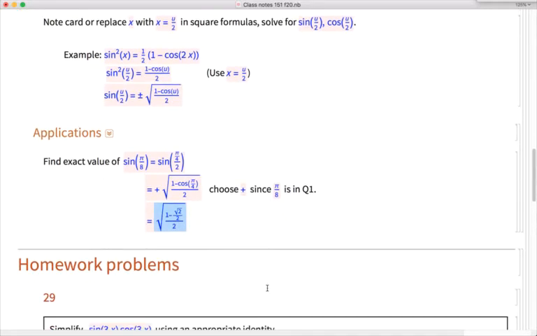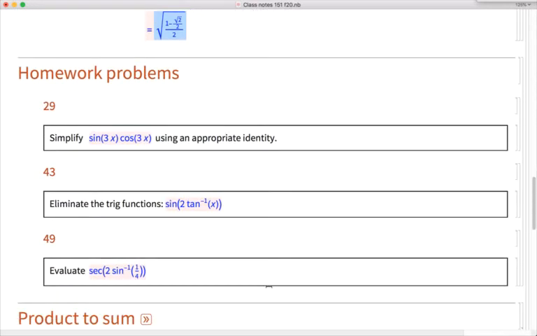I'm going to do 3 homework problems. I think I might have assigned these problems. I'm not entirely sure. They were a little bit difficult, I thought, so I'll do them for you here.